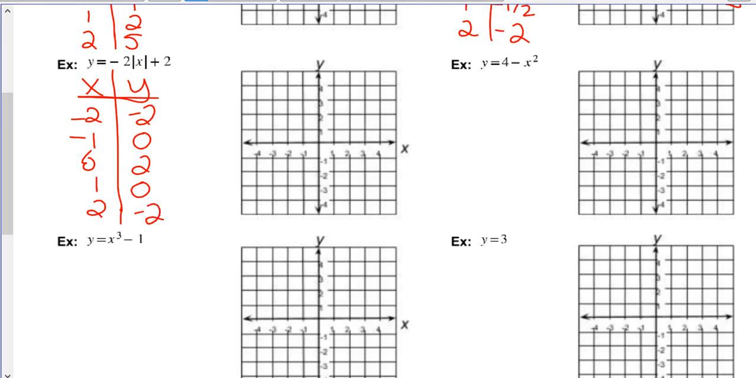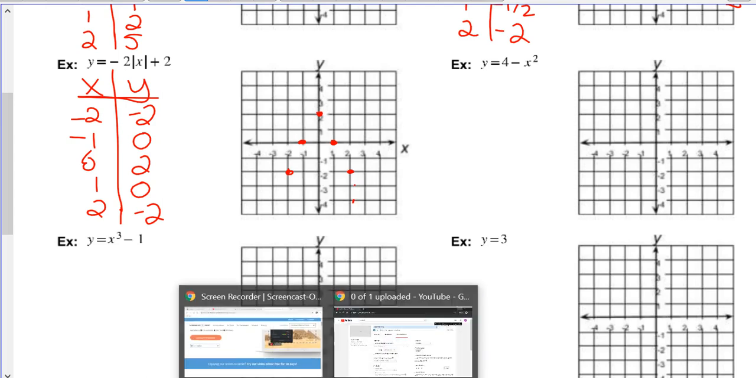So what does this look like whenever I graph it? I'm going to start at negative 2, down to negative 2 also, put a point. Negative 1, 0 at the origin, go over negative 1, nowhere in the y direction. From 0, I'm going to go up 2, gives me this point. Then I'm going to go over to 1 and not in the y direction, so 1, 0. And then go over 2 and down 2 gives me this point.